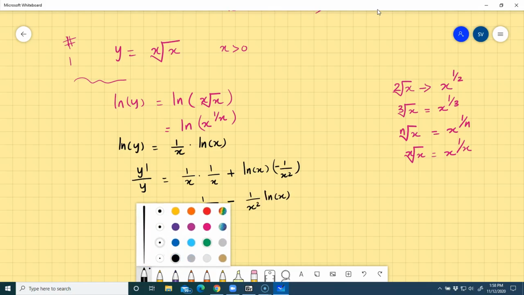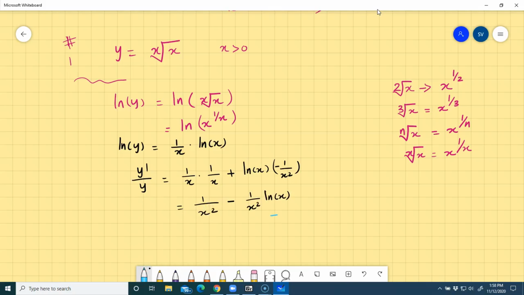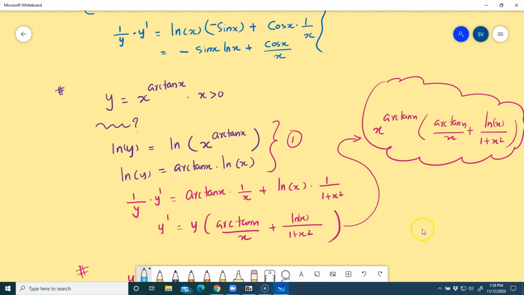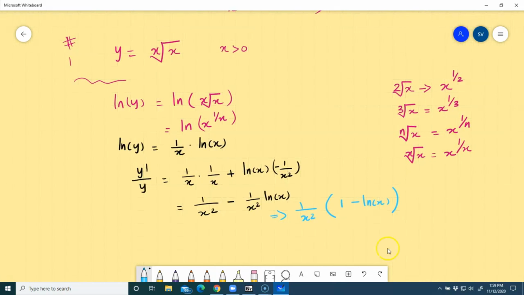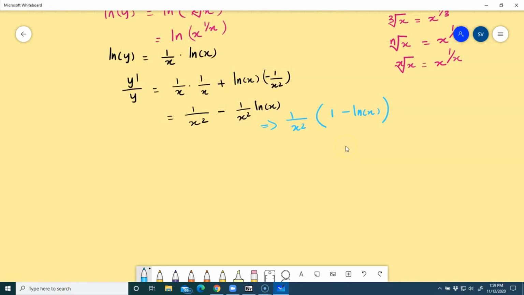Now you can take this 1 by x square as common: 1 by x square times 1 minus ln of x. And this is actually y dash over y. So y dash over y is equal to 1 minus ln of x over x square.